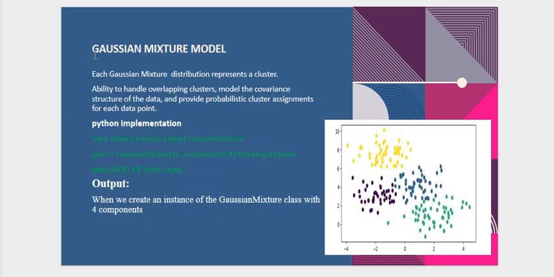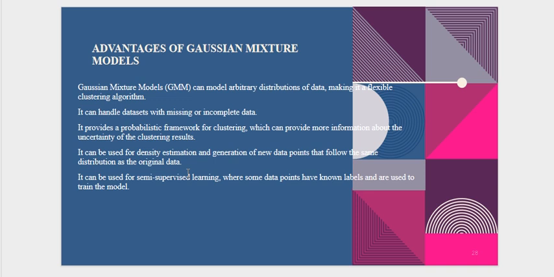Now, an example of a distribution-based algorithm is the Gaussian mixture model. We have explained this Gaussian mixture model. It handles overlapping clusters, models the covariance structure of the data, and provides probabilistic cluster assignments for each data point. The Python implementation is from sklearn.mixture import GaussianMixture. Here we are giving the parameter n_components equal to 4, so there are 4 clusters formed here. This is a sample output of the GMM model.